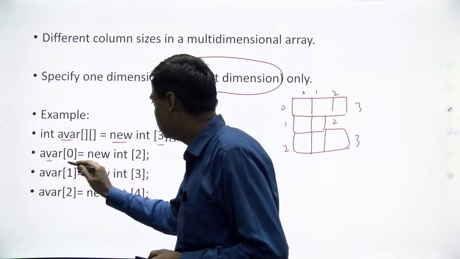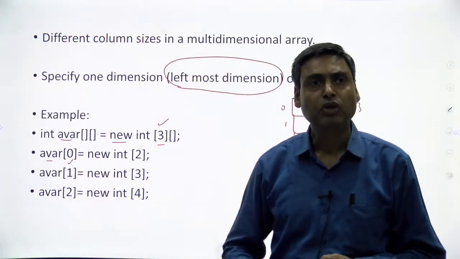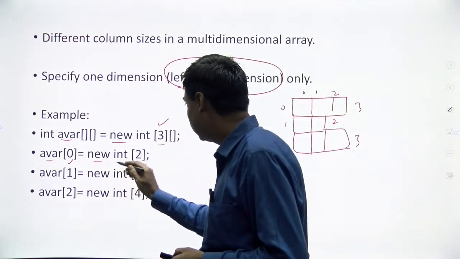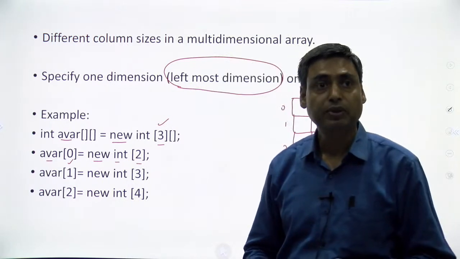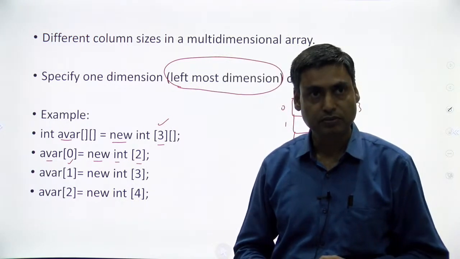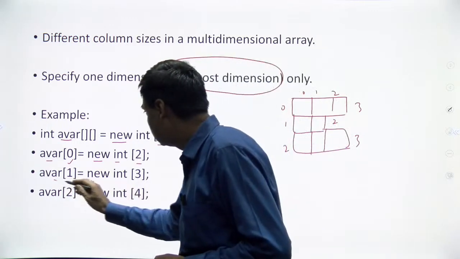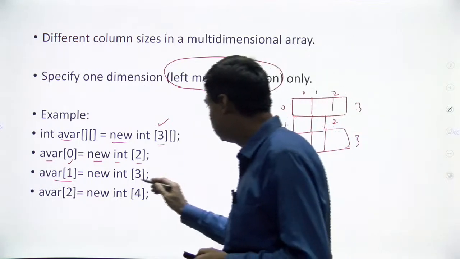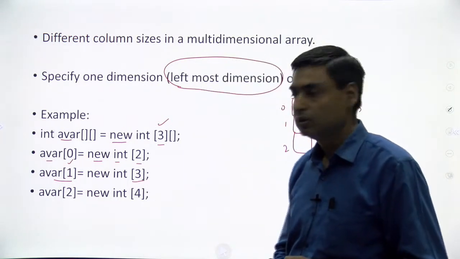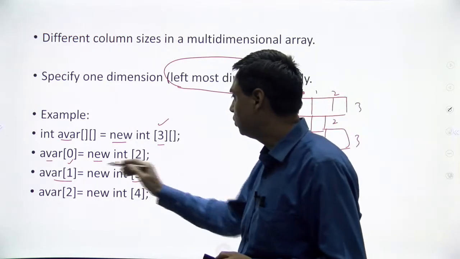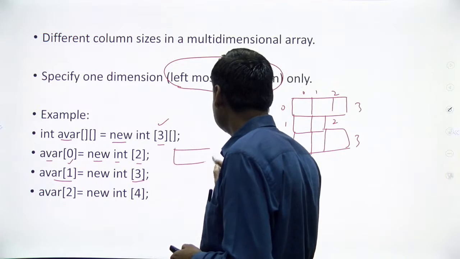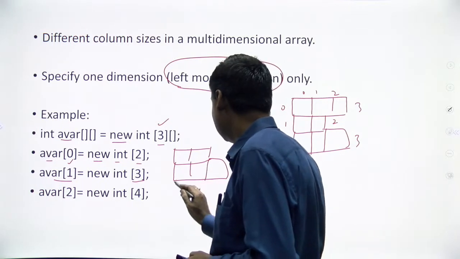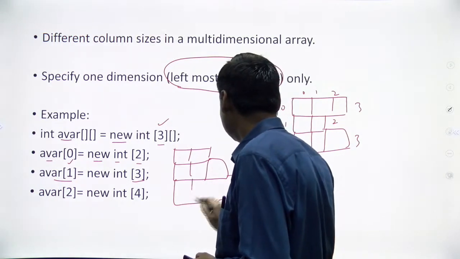Then we have avr0. We are going to allocate the memory with 2 columns. So we write here new int and 2. So we have 2 columns, memory is allocated. Then in the second row, we have used 3 columns. You can see the first row has 2 columns, the second row has 3 columns. Just drawing here, it has 2 columns, it has 3 columns. Now this one has 4 columns, 1, 2, 3, 4.